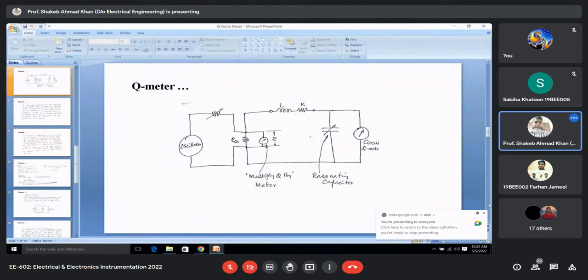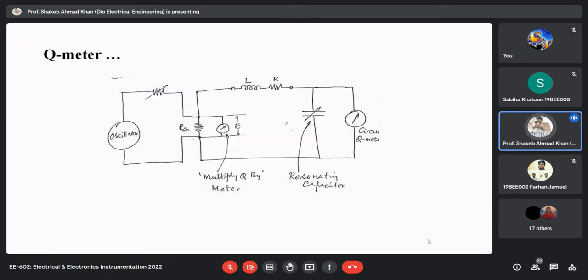So in this case, this is your coil, and these are the test terminals. This is your resonating capacitor, and you can see that the Q meter circuit is connected with the voltmeter across the capacitance. Whatever value of voltage we get here will be multiplied by the Q multiplier. Here there is a meter.